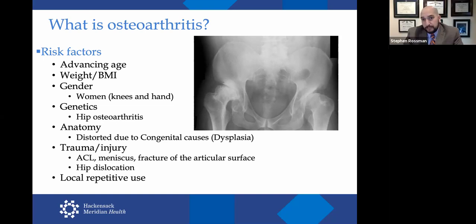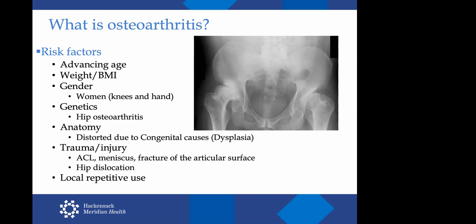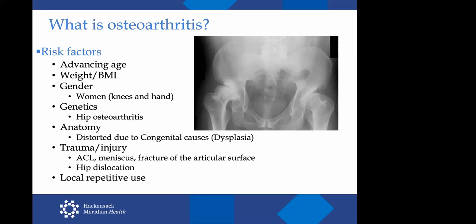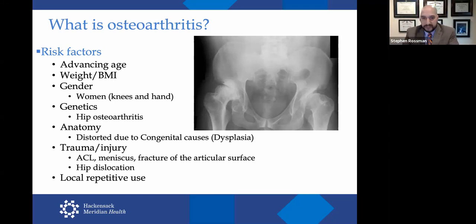Anatomy. This is actually a picture of a congenital cause, meaning this patient was born with a shallow cup. Their acetabulum wasn't properly formed. And so the hips, this is called dysplasia, basically. And this is a full spectrum of disease, but this is just a picture of that.